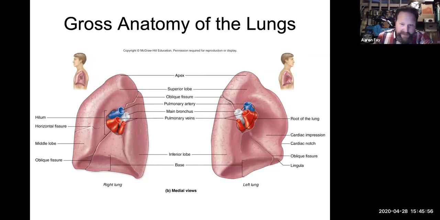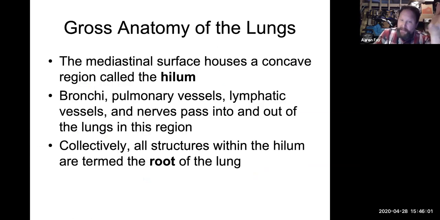I think other than that, we've covered all these structures, so I guess we can move on. The hilum, as I talked about, is that concave structure through which the root passes. The root is going to be made up of arteries, veins, bronchi, and lymphatic vessels.